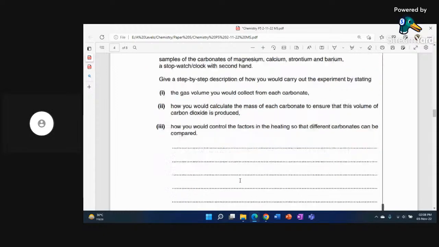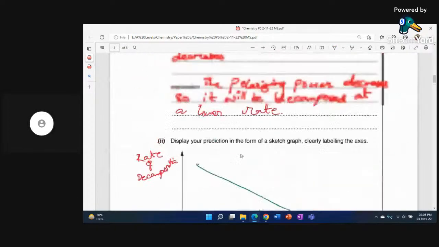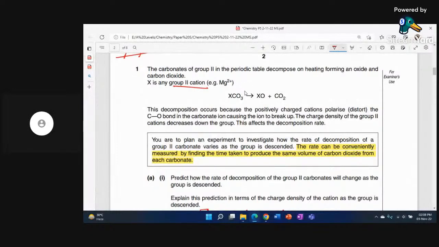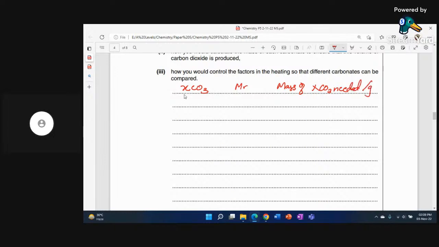Okay. So first of all, what we are going to do is make a table, and we'll write XCO3, X carbonate, because it's written in the question over here, where X is any group 2 cation, for example magnesium 2 plus. So you write XCO3, then you write its Mr, and then you write the mass of XCO3 needed, and this mass will be in grams.